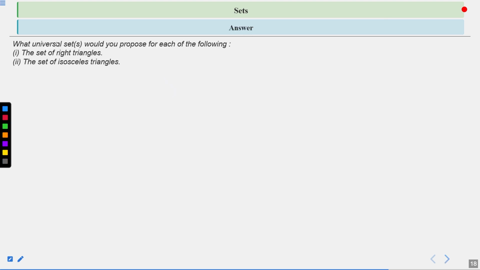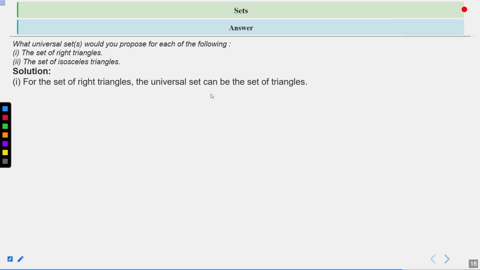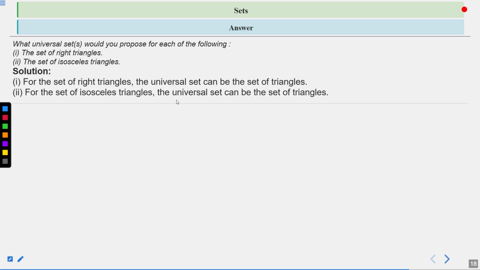So here we just have to describe our universal set. Context already given to us. In first, we are considering right angle triangle. In second, we are considering isosceles triangles. So solution. So for first, you can take your universal set as set of triangles. And in second, you can also take your set of triangles. Yes? Clear?